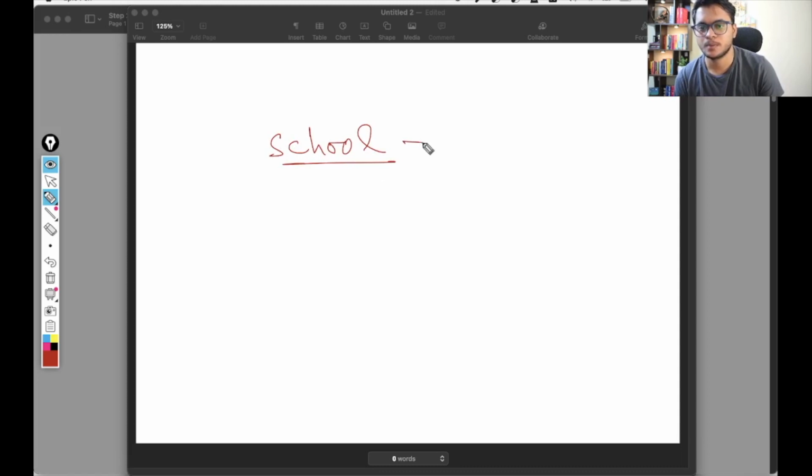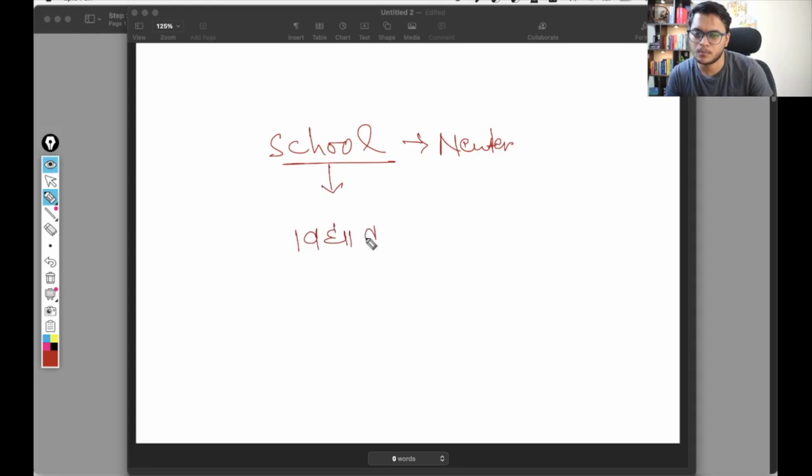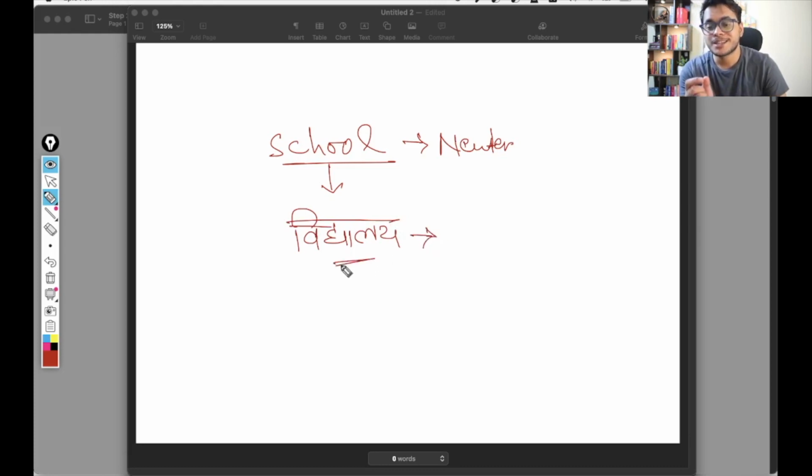This word school. In the English language, school represents a building, a non-living thing, right? So you will say it is a neuter gender word, a neuter gender noun. A very common word for school in Sanskrit is Vidyalaya. You already know this word, a lot of you, Vidyalaya. But the gender of this word Vidyalaya is masculine. It is not neuter gender.